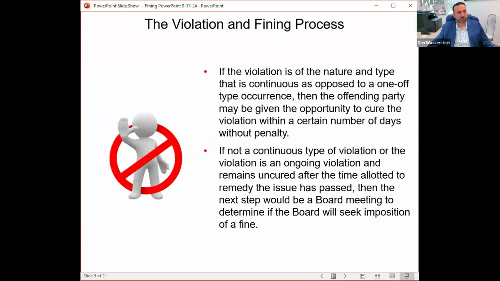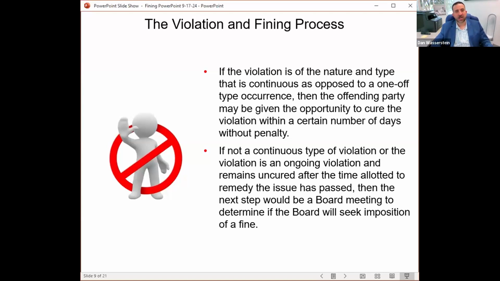And again, these are sort of like a warning type letter we're discussing right now. As you see here in the first point, if the violation is the type that's continuous as opposed to one-off, the offending party can be given the opportunity to cure within a certain number of days without penalty. That is very common: when you get a violation reported, the first thing you do is send a warning letter. My wife and I got one last week that the sidewalk we're responsible for needs to be power washed. They gave us 30 days to do that.